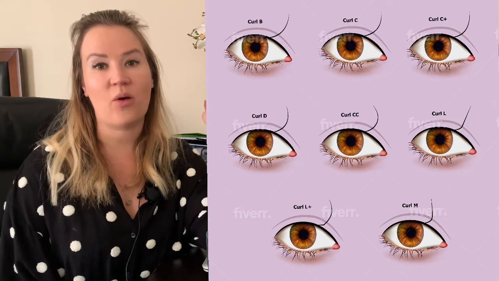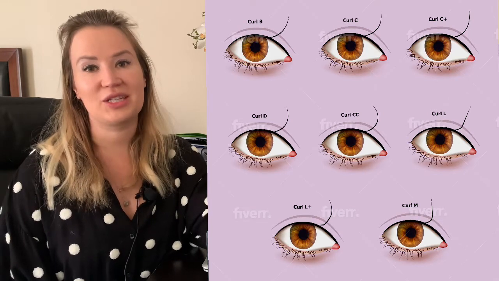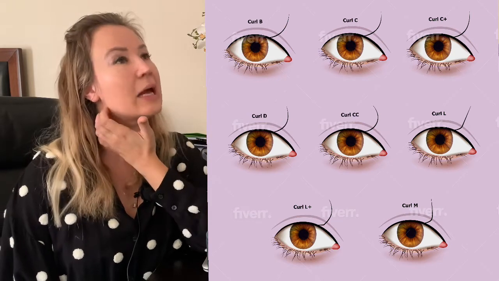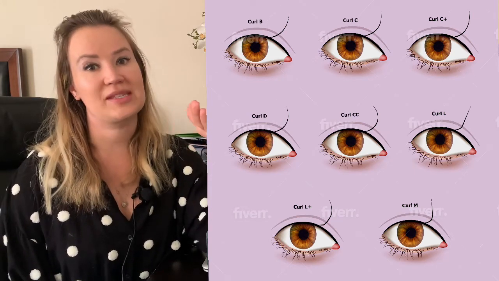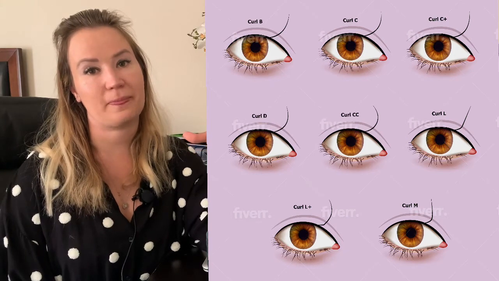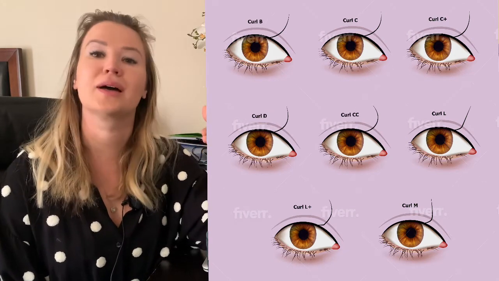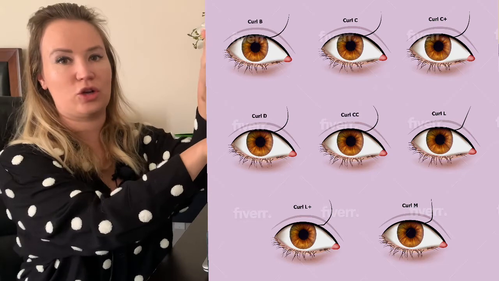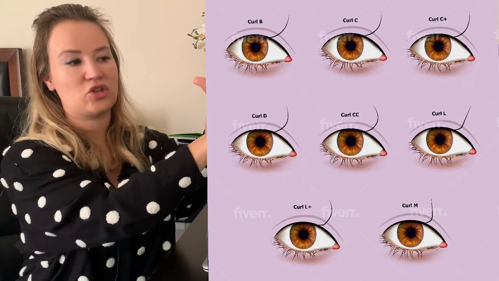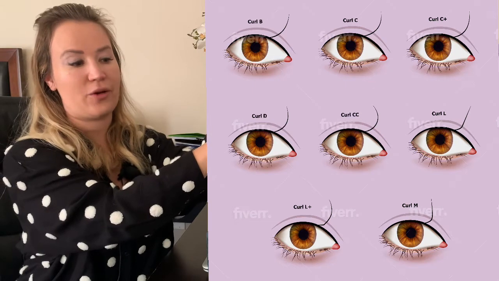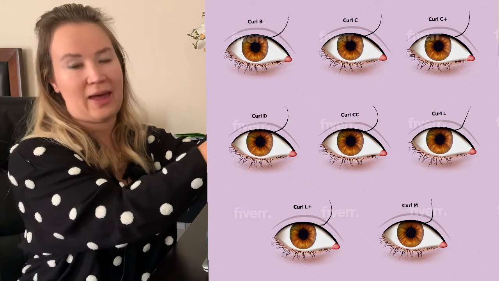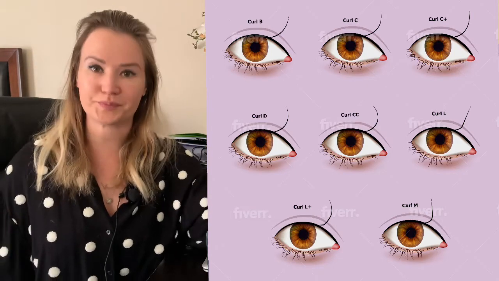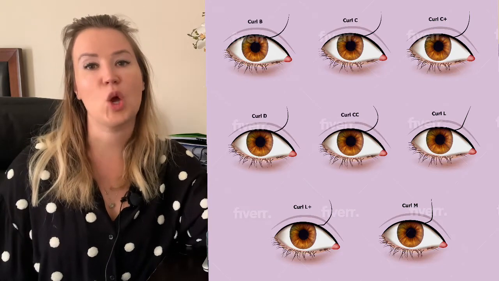However, one of the disadvantages of the D curl is if your client has flatter or downward facing lashes, you're going to have less surface area where the lash extension adheres to the natural lash. Since the D curl is like this, and this is the natural lash, you can see that there's less surface area of adhesion than with the curl that's flat. And so it's going to pop off much easier. So that's one thing to keep in mind for D curls.